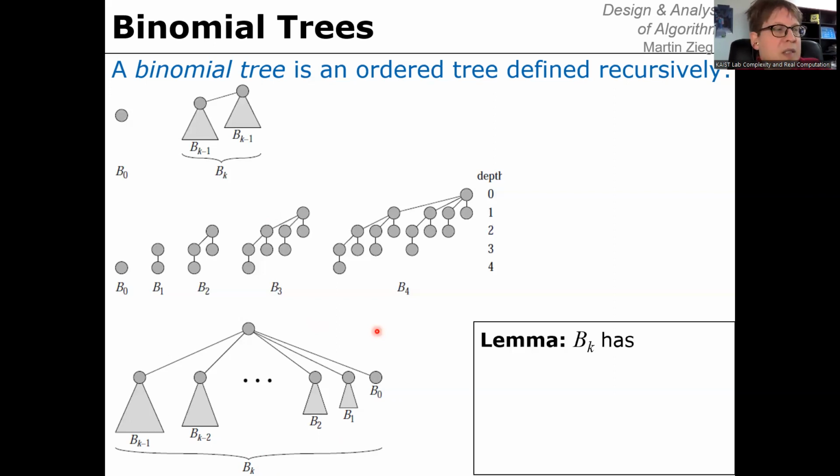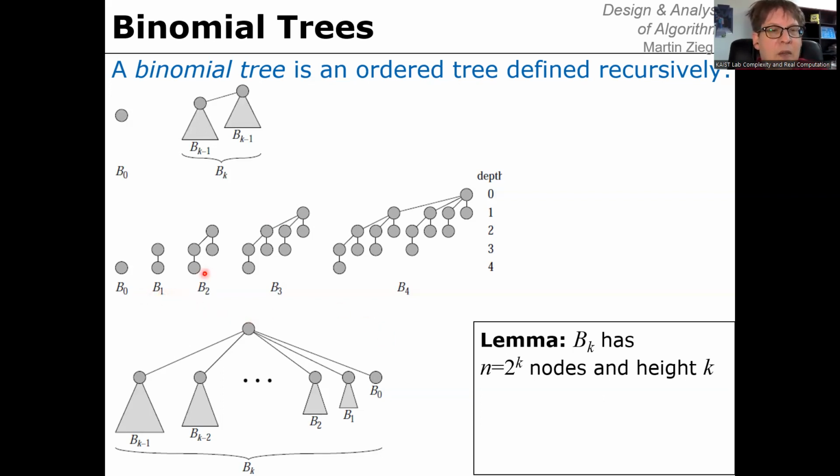So let's collect some properties of binomial trees. The first property: a binomial tree of height k, how many nodes does it have? It has 2 to the k nodes, and it has height k. Right? You can verify that empirically by counting, right?